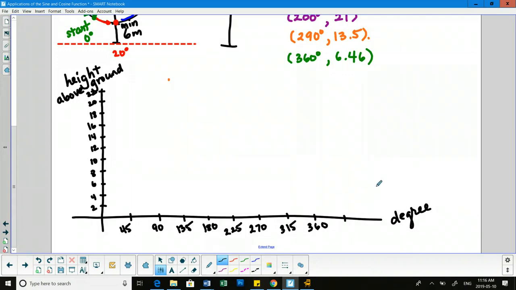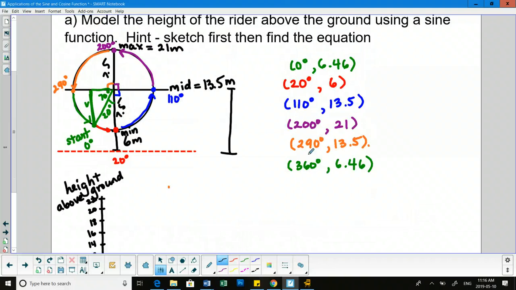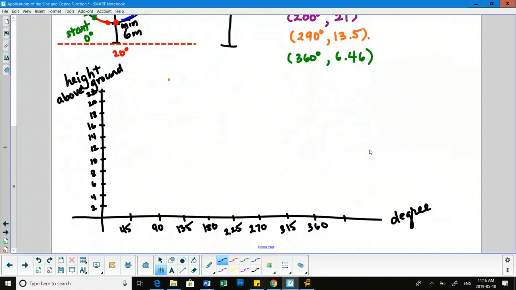Okay, so we're just going to approximate these points as we need to here. So our start, we said, was just above 6, 6.46. And then at 20 degrees, we were down to 6. So 20 degrees is going to be just under halfway for 45, because half of 45 is 22.5. So our 20 degrees will be just under the halfway point, right about here.